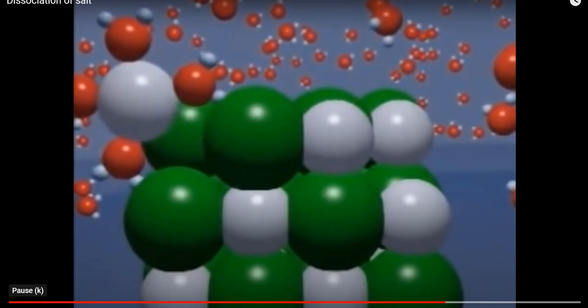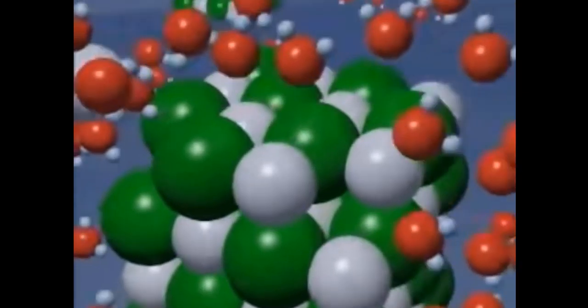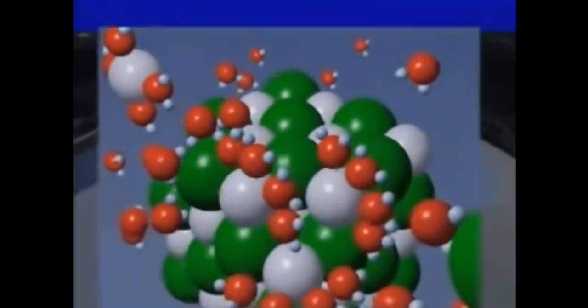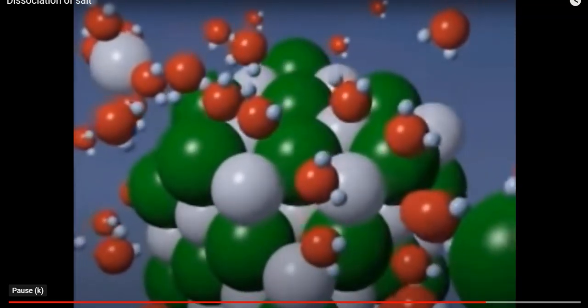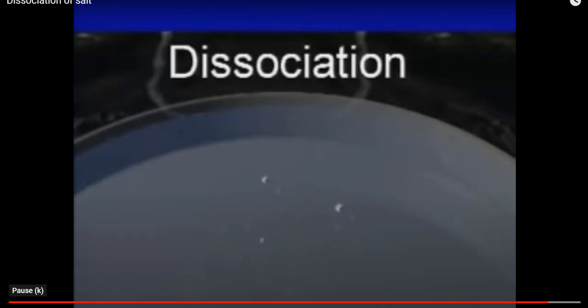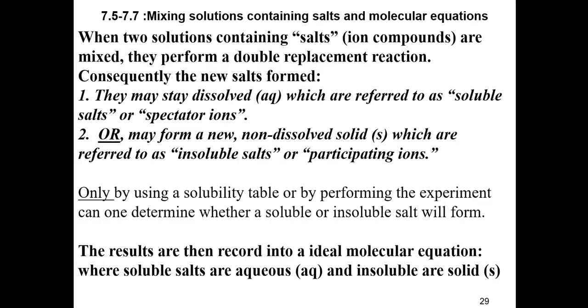Again, we call the suspended sodium and chloride surrounded by water molecules solvent cages. So this happens over and over and over until the salt is completely disassembled and separated. Now we're going to be looking at two solutions of salts, and we're going to be mixing them together.